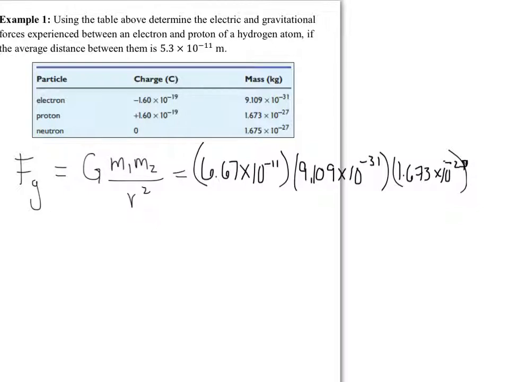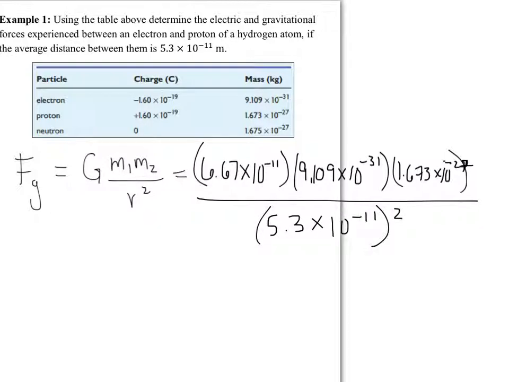It's a negative 27 as an exponent. You can barely see there. All over the distance between them squared. The distance between them was given, and that's squared. So there's a lot of room for error here.